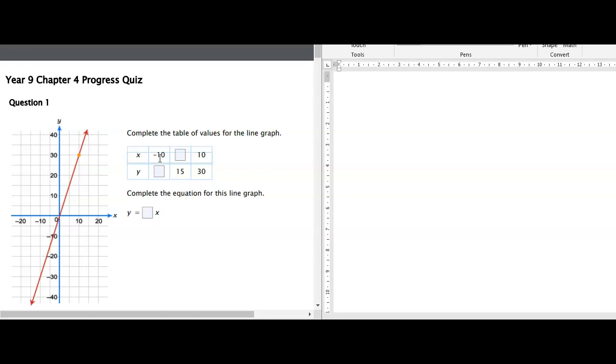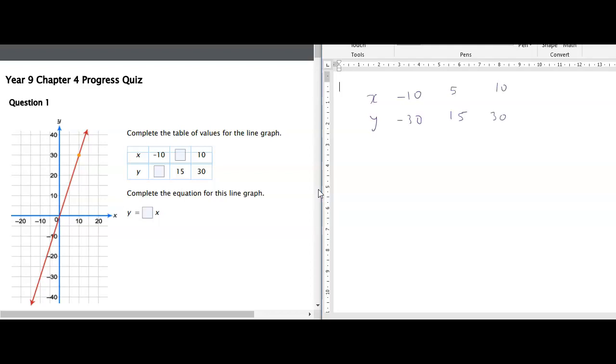Okay, so we've got x equals negative 10. So x equals negative 10 is here. Then we scroll down. We've got negative 30. So when x is negative 10, y is negative 30. All right, and then this spot here. So when y is 15, there's y is 15. X is halfway between 0 and 10, which is 5. And then we have 10 and 30.